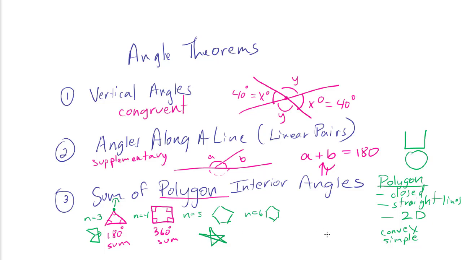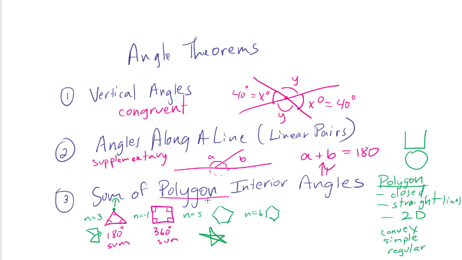Okay. Last but not least, we have a concept of regular versus irregular polygons. Regular means all the sides and all the interior angles are exactly the same. Think of a square. That is a regular quadrilateral. Think of an equilateral triangle. That is a triangle with all the same sides and all the same interior angles.